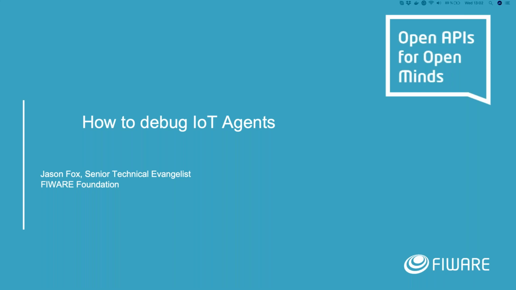And the subject of today's Wednesday webinar is how to debug IoT agents, or rather, more generically, how to get your data from whatever your system is into the context data layer and potentially up through to processing or further details. So let's see what we're going to learn today.